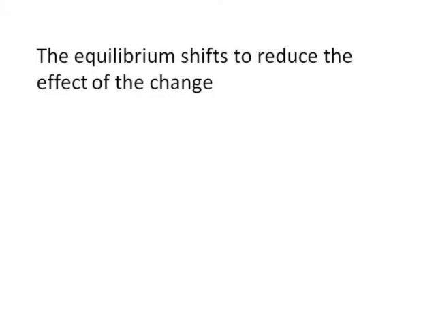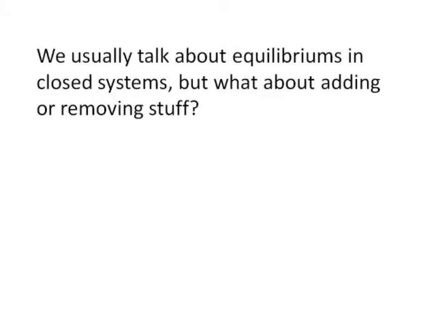Now we have at the moment talked about equilibriums being in a closed system. And normally that's what you would say. In a closed system you find a balance point. But we're just going to briefly mention what would happen if you added or removed materials.